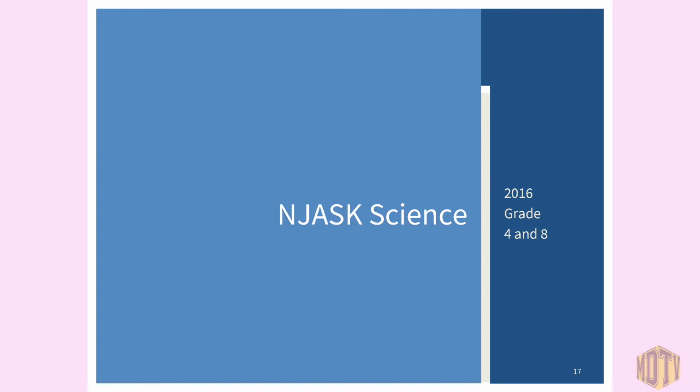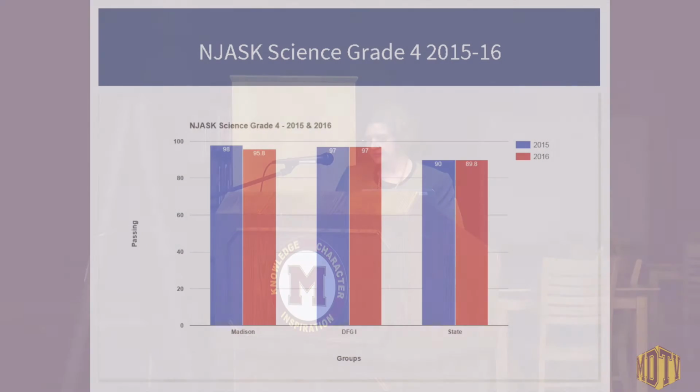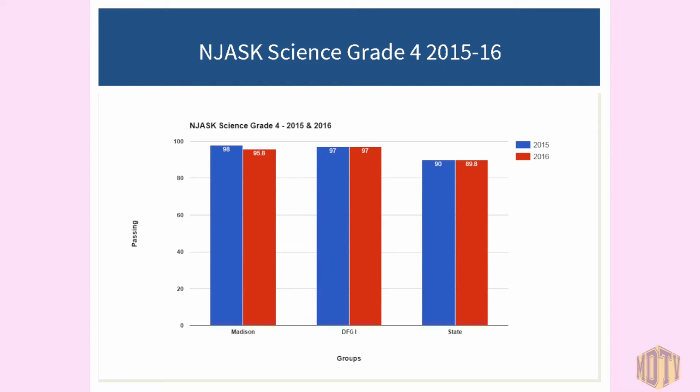The next set of data I would like to review is the NJASK Science. And this is an assessment that is given to assess our students' content and skill knowledge in the area of science in only grades 4 and 8 at the elementary and the middle school. This is a comparison of our students in grade 4 in 2015 and 2016, and you'll see that the scores have been about the same, not only in Madison on the left, but also in the DFG I, and then also in New Jersey. The scores have basically stayed the same across all three groups in 2015-16.